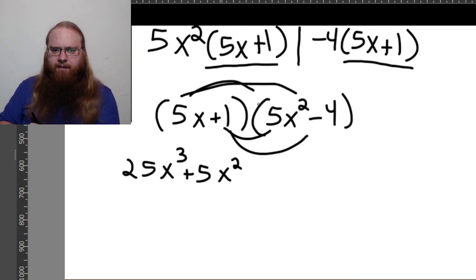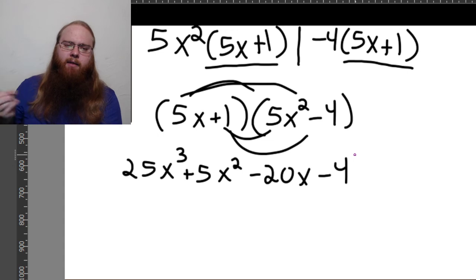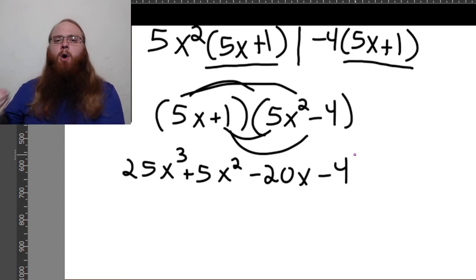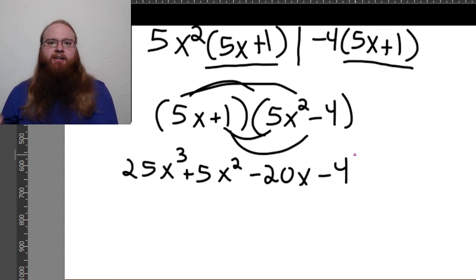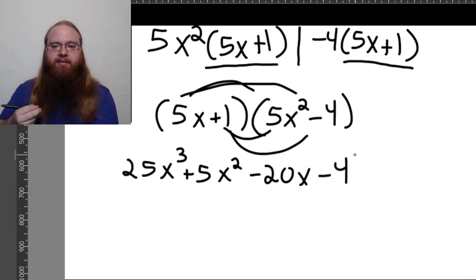Then we're going to get 5x times negative 4, which is negative 20x. And then 1 times negative 4, which is negative 4. And that's the problem we started with. It's always a good thing to check your answers, especially when you can. I don't know about you guys, but I love being able to turn in something that I know is 100% correct. So let's go ahead and do another problem.